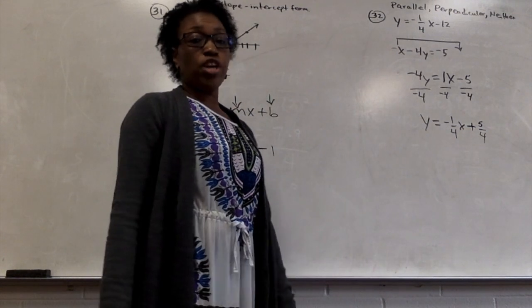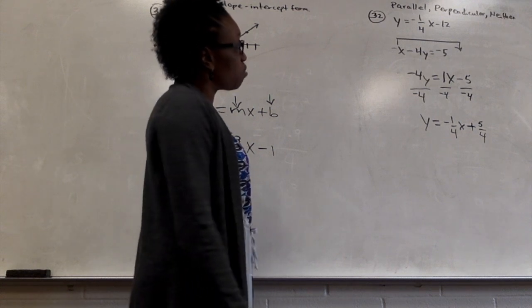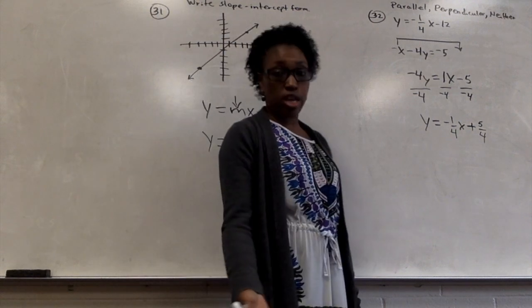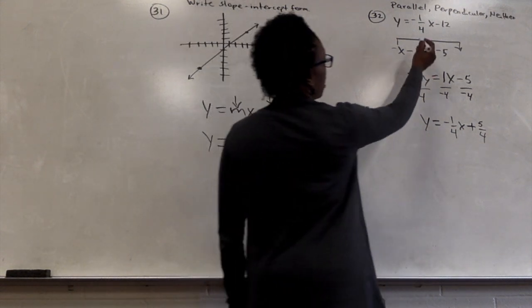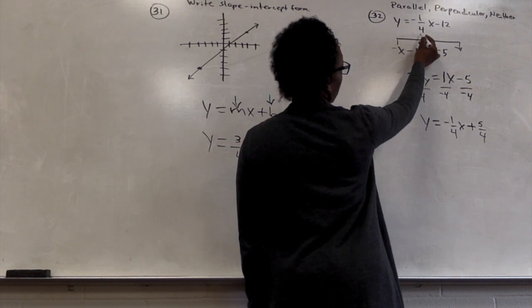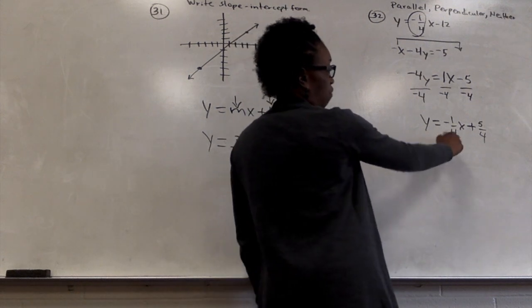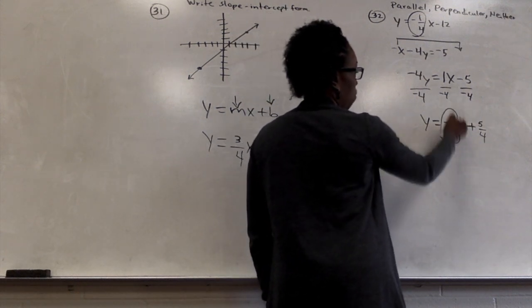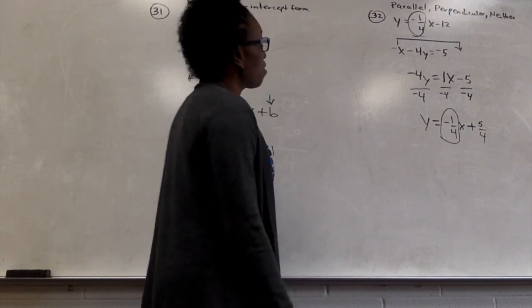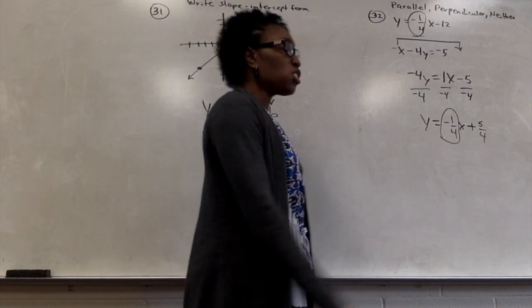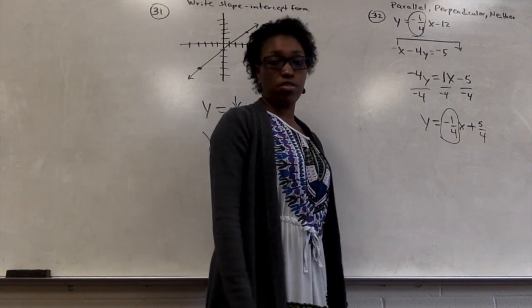Once you get both of your equations in slope-intercept form, in order to determine if those lines are parallel, perpendicular, or neither, we now look at the slopes. So when I look at my slopes here, I see negative 1/4 x here, so my slope is negative 1/4. I see negative 1/4 x here, so my slope is negative 1/4. And if the slopes are the same, that means those lines are parallel. So yes, these lines are parallel to each other because their slopes are the same.